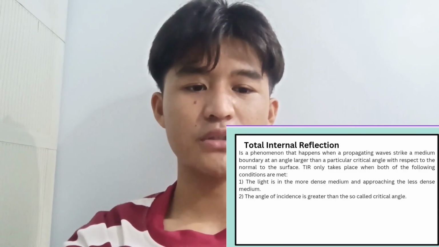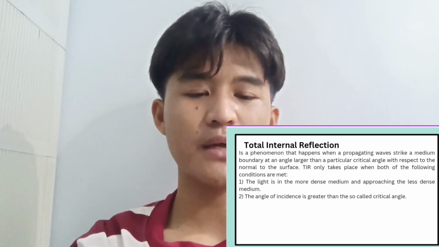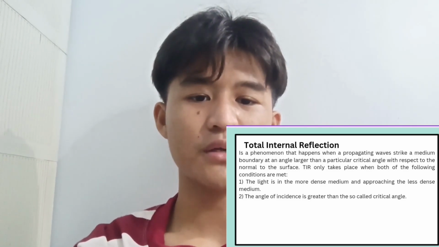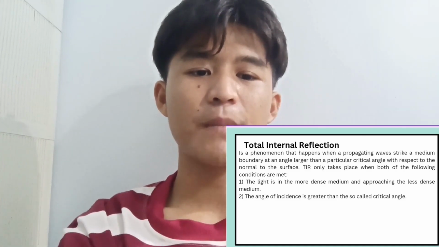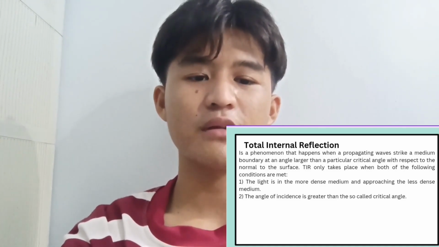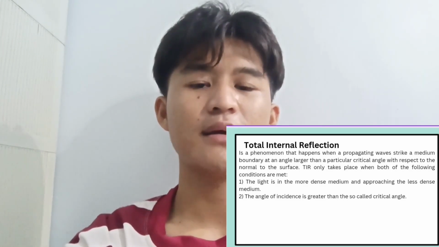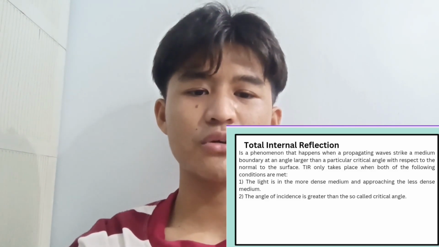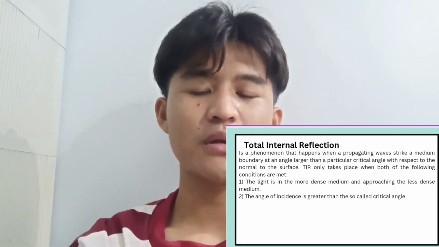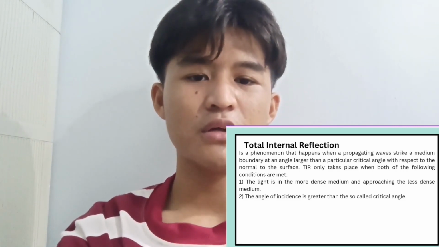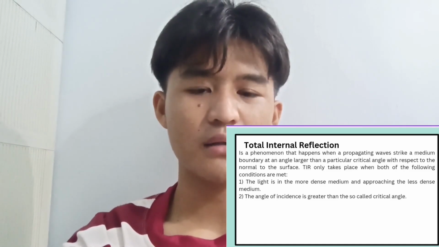Total internal reflection. Total internal reflection is the complete reflection of a ray of light within a medium, such as water or glass, from the surrounding surfaces back into the medium. The phenomenon occurs if the angle of incidence is greater than a certain limiting angle called the critical angle. Total internal reflection occurs when these two conditions are met. One, the light is in the more dense medium and approaching the less dense medium. Two, the angle of incidence is greater than the so-called critical angle.